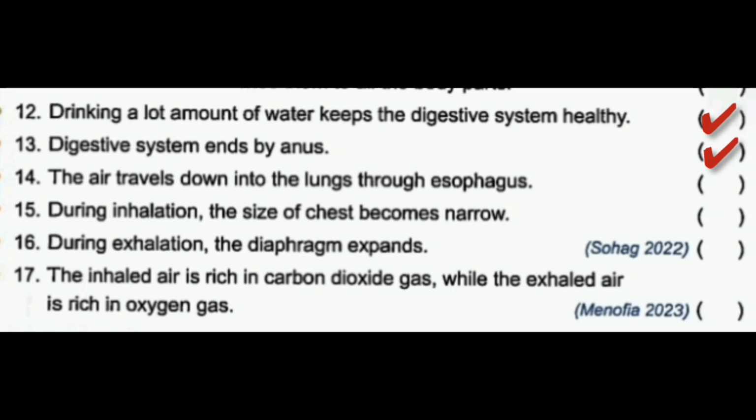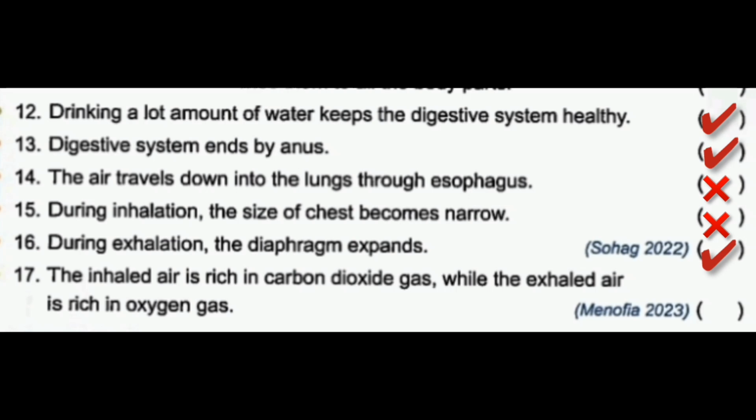Through the esophagus or through the trachea? So the answer is false. Number 15. During inhalation, the size of the chest becomes narrow. During inhalation or during exhalation? So the answer is false. Number 16. During exhalation, the diaphragm expands. True. Last one, number 17.